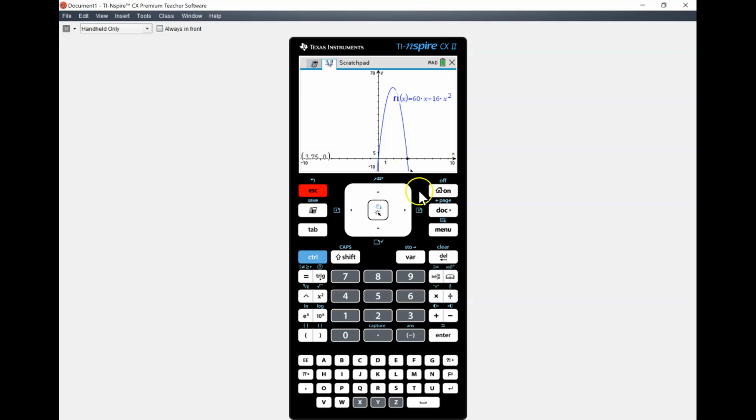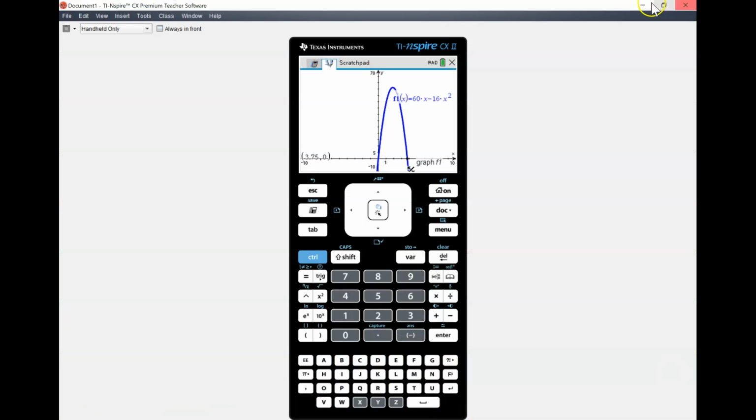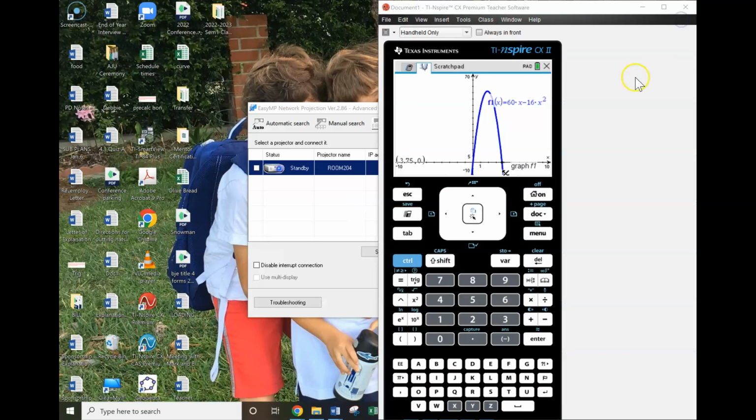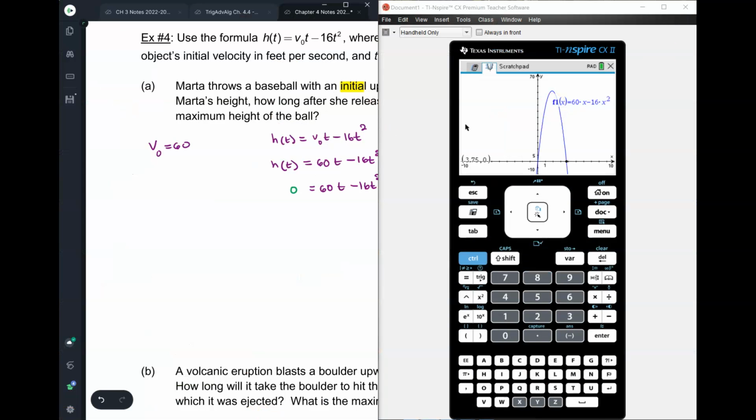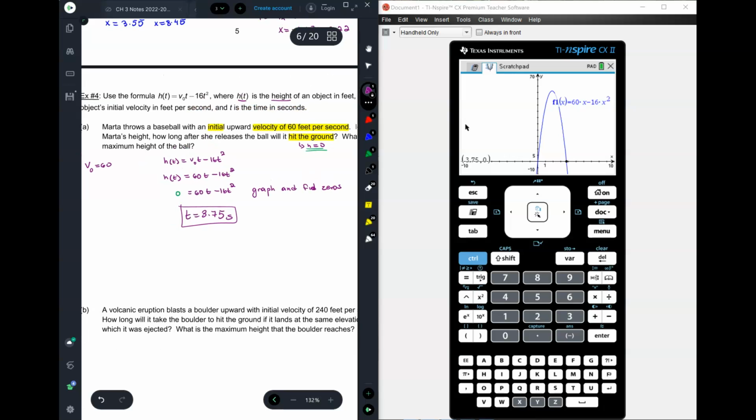And how much is that? 3.75. So t is 3.75. Correct. And what are the units? Seconds. Now, the next question is, what was the maximum height of the ball?